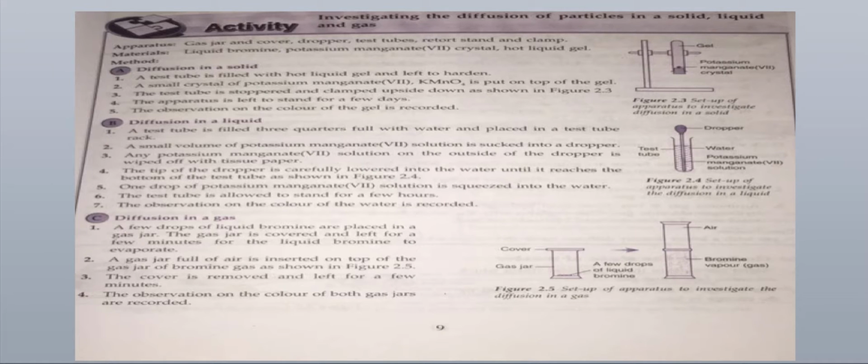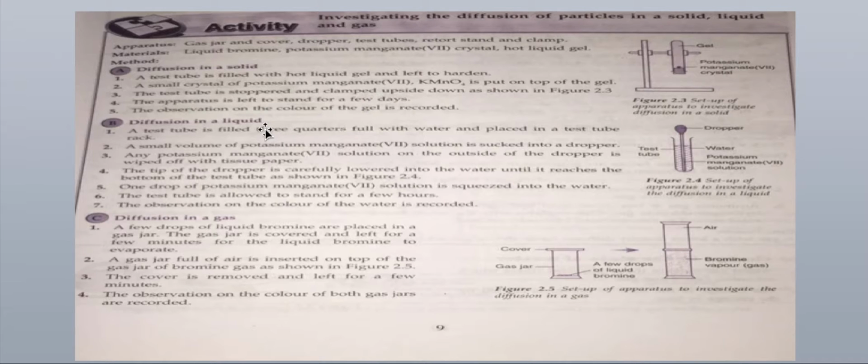Now, this experiment is a very important experiment, which talks about diffusion. We're just going to go over it really quick. So, diffusion takes place in solids, liquids, and gases. Let's look at this example. For solids, you have a test tube filled with a hot liquid gel, and then at the bottom you add a crystal of potassium manganate. Just so you guys know, potassium manganate turns something purple. So you leave this for a couple of days, what happens?